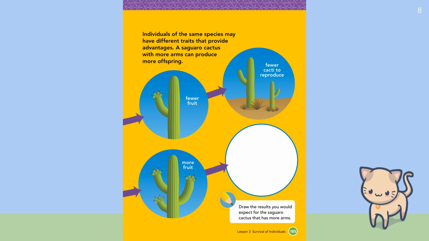And then what can you infer that the results might be here? If a cactus has fewer arms, then it has fewer flowers, and then we have fewer fruit, so we reproduce fewer cacti. Over here, we have more arms, we get more flowers and more fruit. So do you think that there's going to be fewer cacti to reproduce or more cacti to reproduce? If you said more cacti to reproduce, then you have that correct.